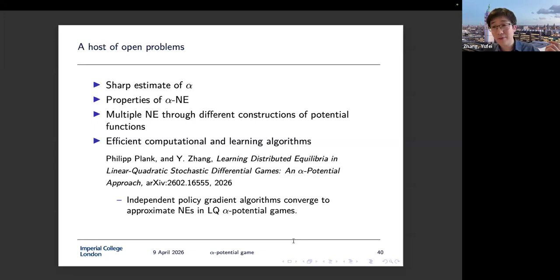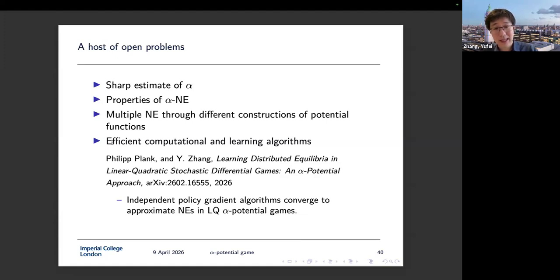But for a given game, it is natural to ask whether we can get a better alpha potential function. Is there a sharper estimate of the corresponding alpha? And through a different construction of the alpha potential function, can you construct a different Nash equilibrium in this case, and what is the property of the corresponding alpha Nash equilibrium?